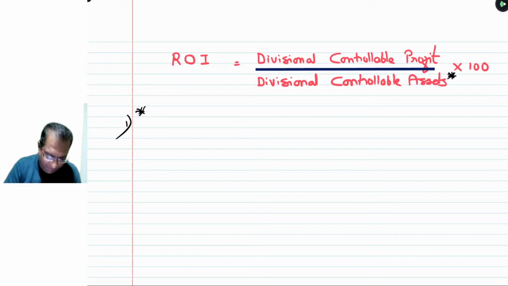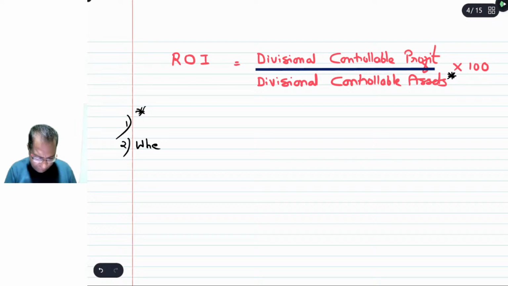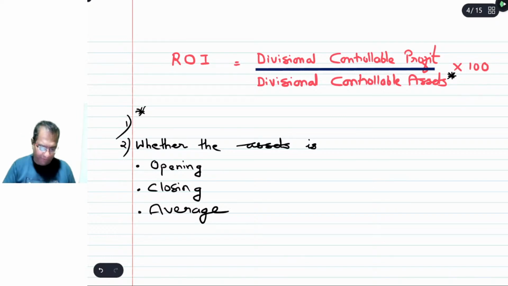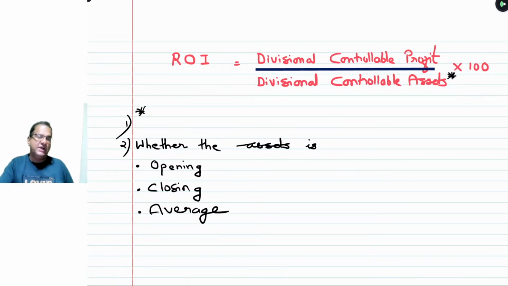Write down the second point: whether the asset is opening, closing, or we can say average. What's your view? We have understood that we have to take fixed asset and working capital. Now the next question is: do we take opening assets in the denominator, closing assets, or average assets? What's your view on this?